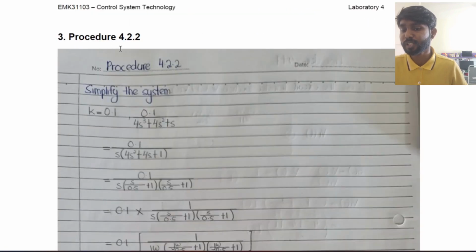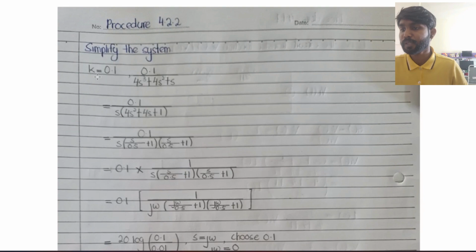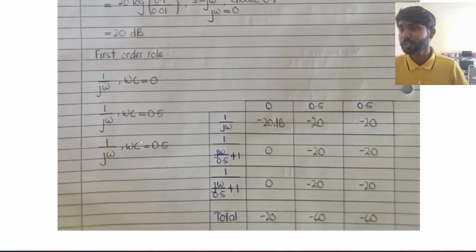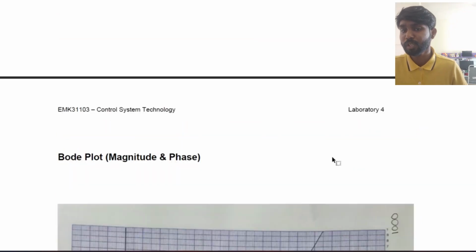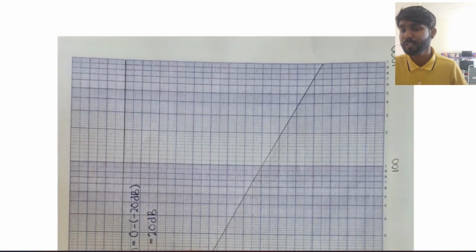As for procedure 4.2.2, this is the calculation. When K equals 0.1, the calculation goes on. This is the table. At the first point the value is negative 20 dB, and the others are 0, so the total value is negative 20. As for 0.5, this is negative 20, negative 20, negative 20, the total is negative 16. The same goes for another 0.5, the same value applies. And this is the Bode plot.